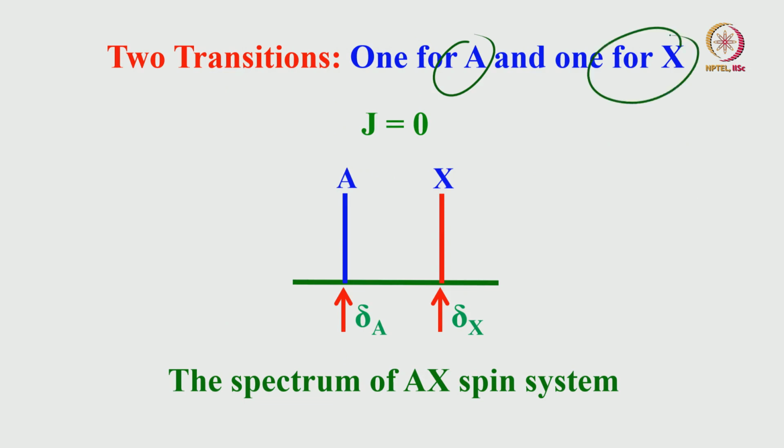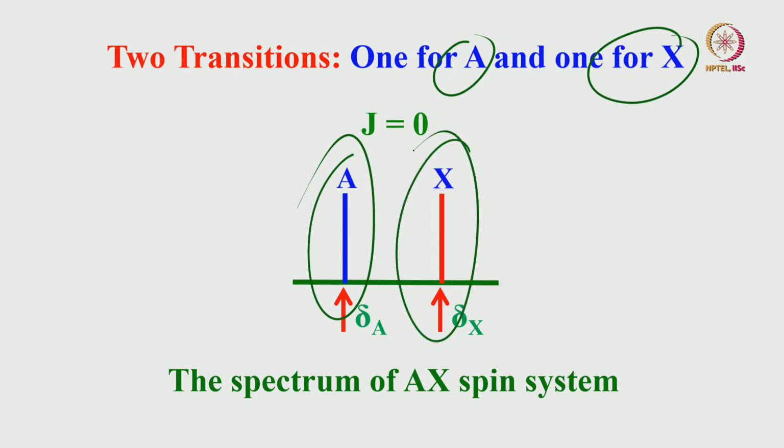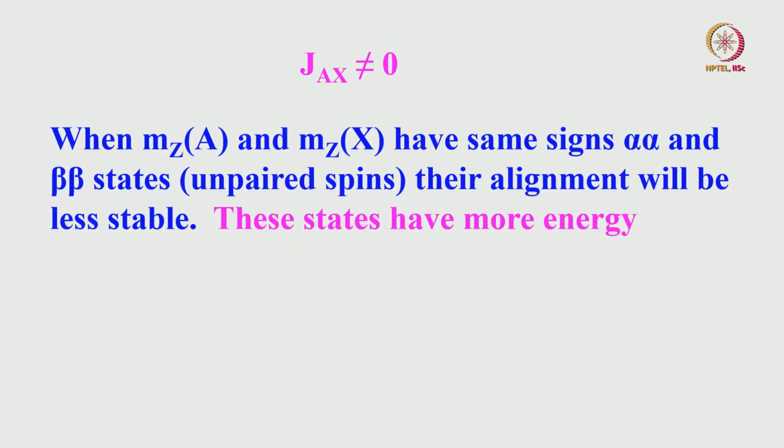In reality, there are 4 peaks. 2 of A are overlapped, 2 of X are overlapped. 2 transitions each for A and X. When they overlap, it appears as if it is one line. This is the situation when the coupling between A and X is 0. This is a simple example. So when the coupling is 0, as we have been discussing, we get only one peak each.